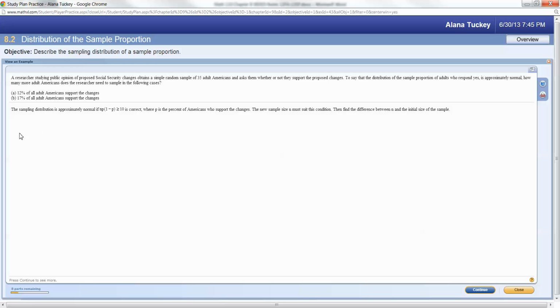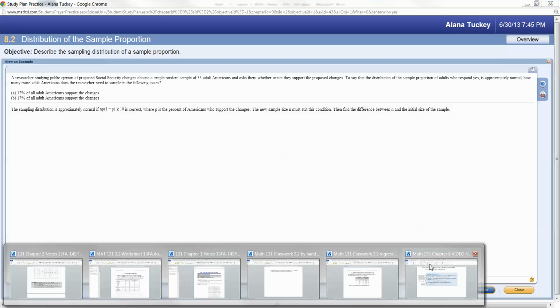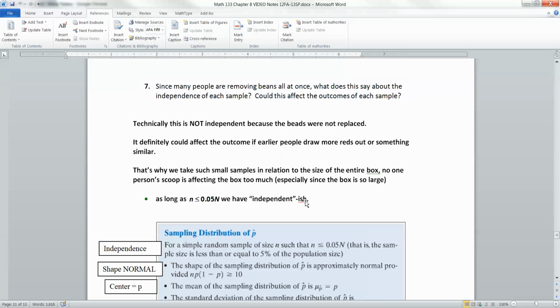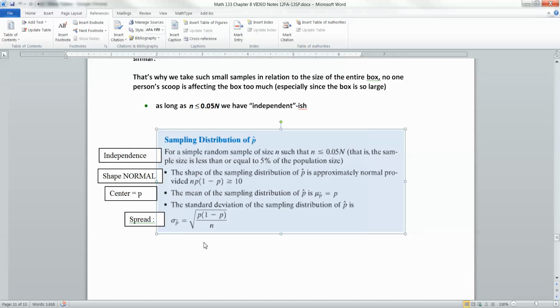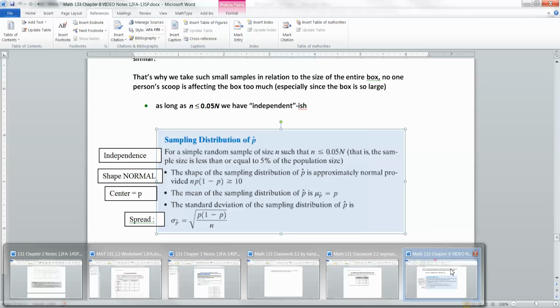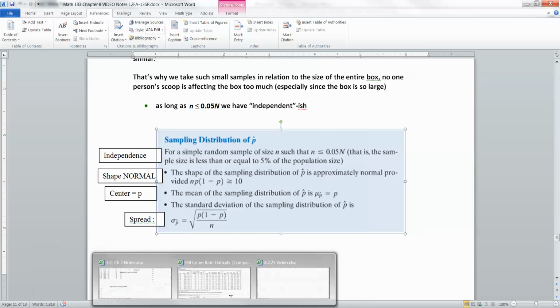Okay, and they mention it right here, but let me bring up the notes from chapter 8. Here they are. In chapter 8, we ran into the sampling distribution of p hat. The first bullet says the shape of the sampling distribution of p hat is approximately normal provided that n times p times 1 minus p is greater than or equal to 10. Which means for this problem, you're essentially solving an algebra problem rather than a statistics problem.